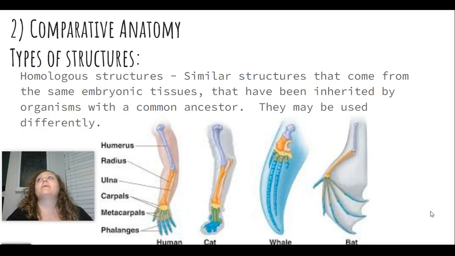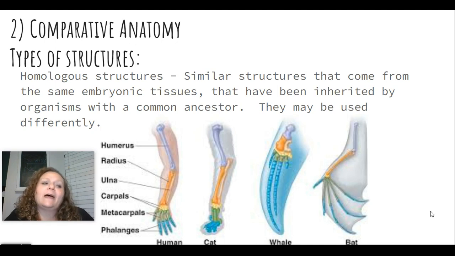Now let's talk about comparative anatomy. This is the second type of evidence for evolution. And to start, we're going to talk about homologous structures. So homologous structures just means that these are structures that are similar. They come from the same embryonic tissues. They've been inherited by organisms that have a common ancestor, but they're probably going to be used differently.